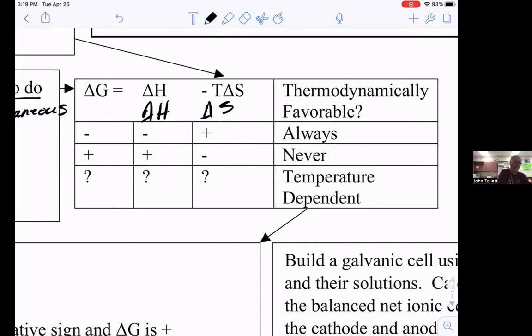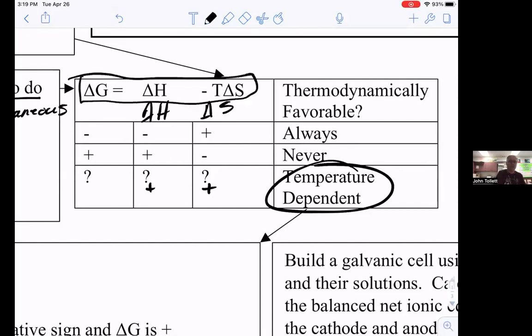If, however, those signs are the same, like say delta H was positive and delta S was positive, it is going to be dependent on the temperature. Temperature is going to drive this reaction, or you could say that the entropy value is driving the reaction. It's going to be dictated by the second term of the Gibbs-Helmholtz equation, which is this equation up here at the top.